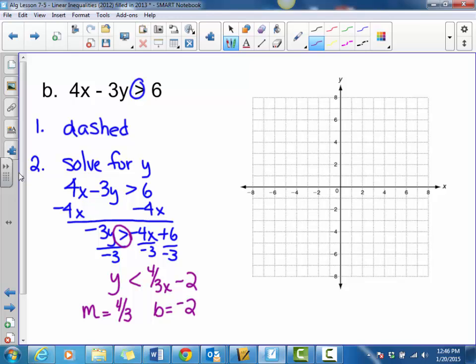So remember, the y-intercept is where we begin, so I'm going to go over to negative 2, plot a point, and then I have the slope of 4/3. Up 4, over 3. Do it again. Up 4, over 3. Okay, solid line or a dashed line? Dashed. So let's go ahead and dash our lines.